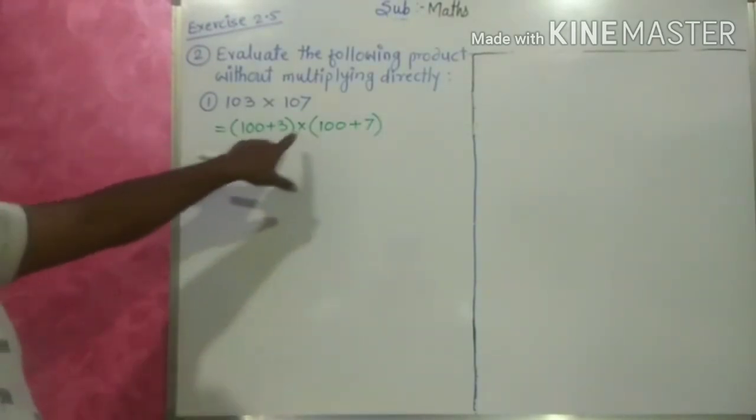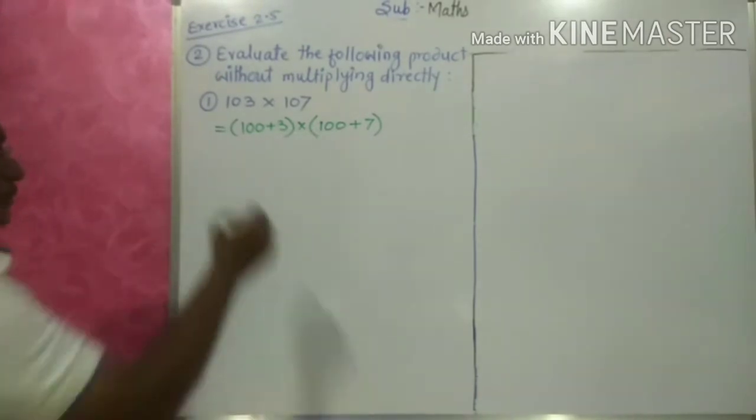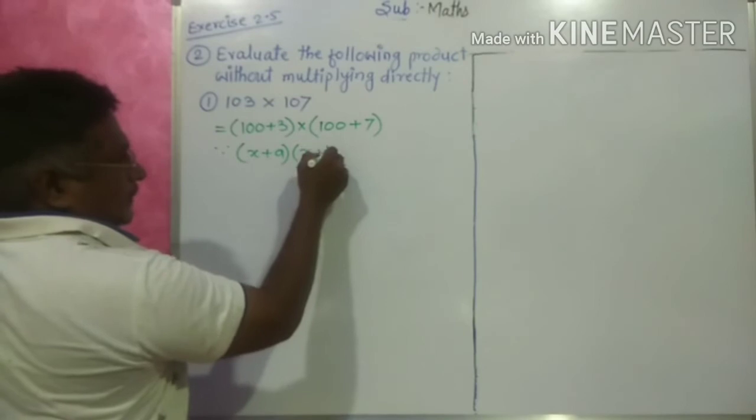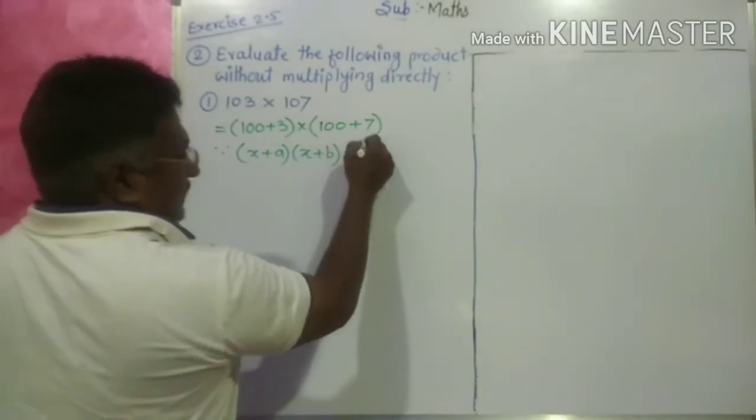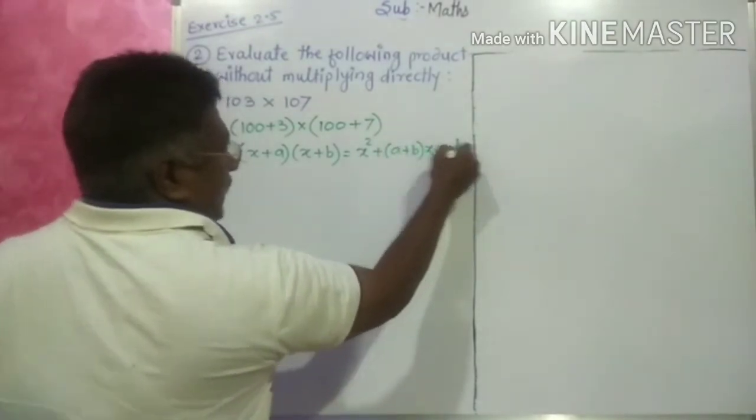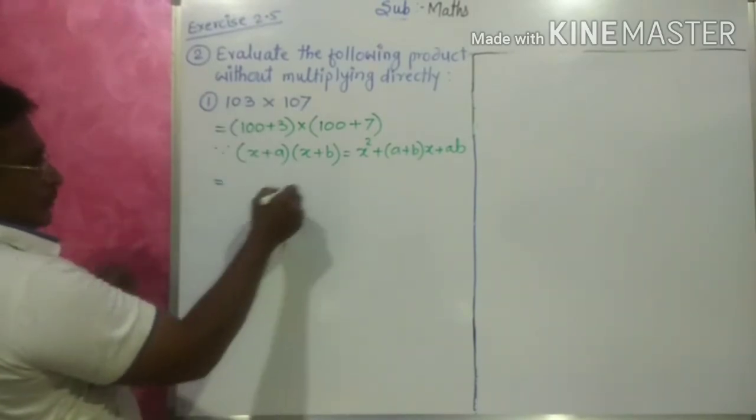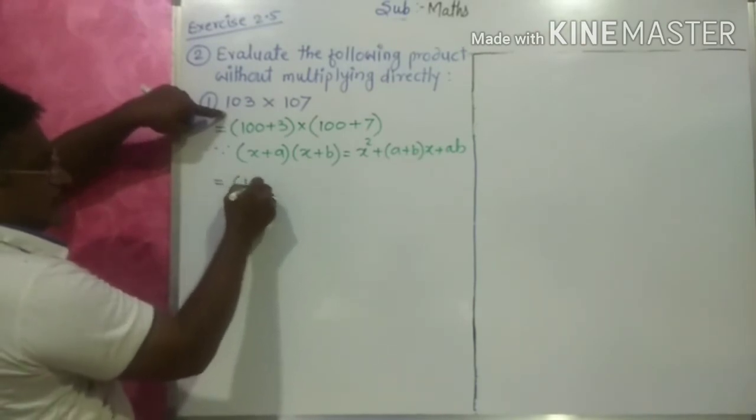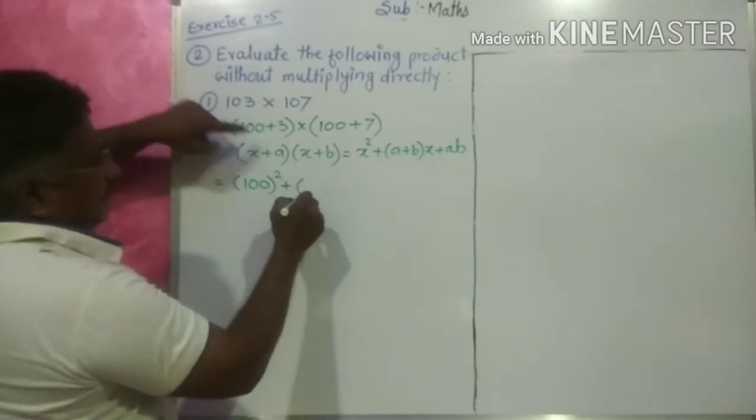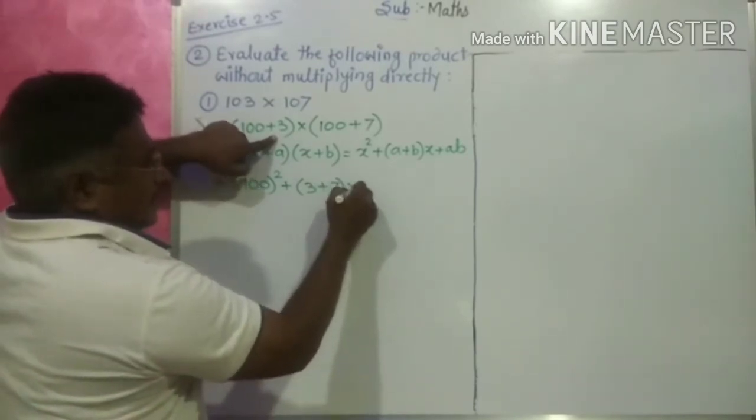Okay. Now the identity. First term is the same, but the second term is different. Which identity? (x plus a) into (x plus b), which is x square plus (a plus b) into x plus ab. So use this identity here. So now x square means first term square, 100 square. Then plus (a plus b) x. a means what? 3. b means what? 7. And x means what? 100.